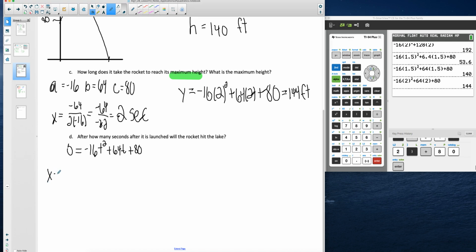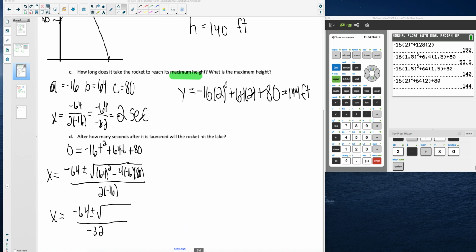x equals the opposite of b, so negative 64. I'm going to pause this and write it out, and I'll be right back on. A little movie magic there. We've already identified a, b, and c from up here. If I put those into the quadratic formula, I get the opposite of b, so negative 64, plus or minus the square root of b squared minus 4ac, all over 2 times a. If you need to pause the video to catch up with me, go ahead.